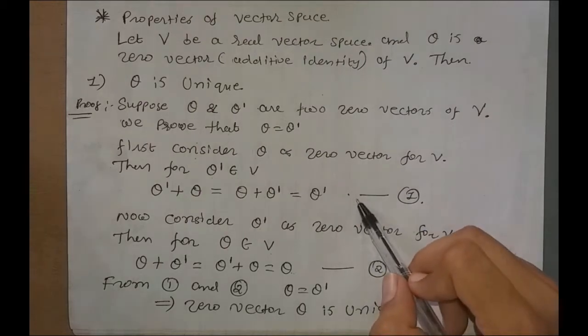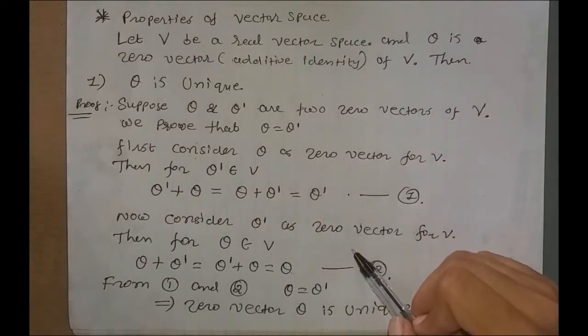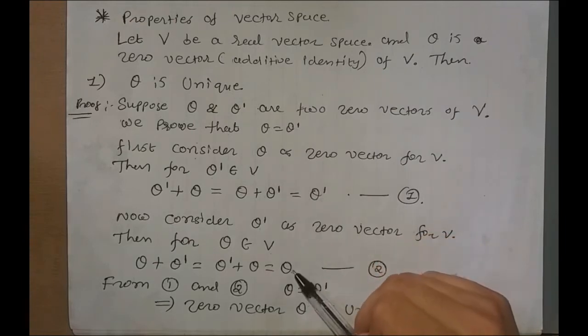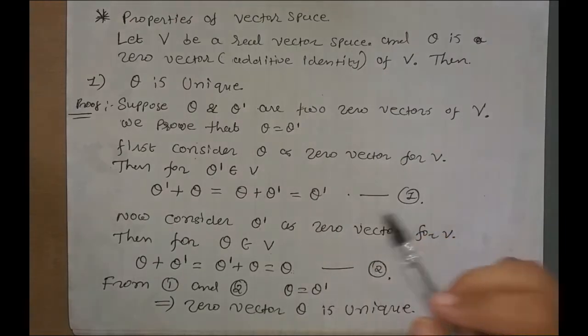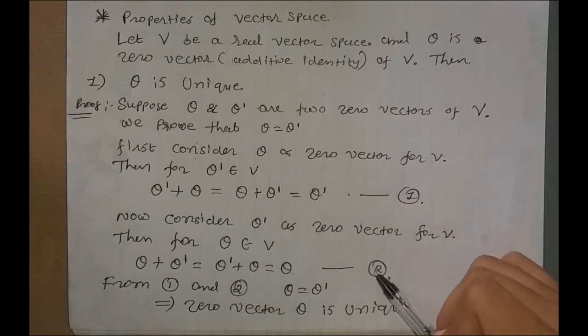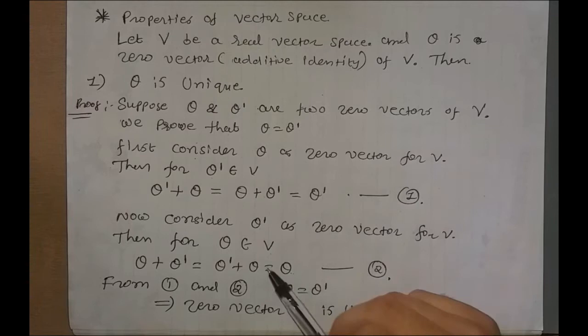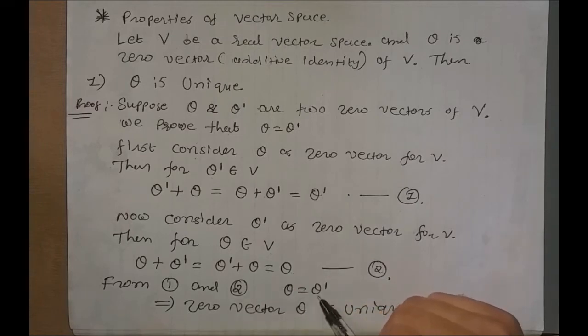From equation number 1 and equation number 2, both equations are the same. Here we get theta dash and here we get theta only. So from equation number 1 and equation number 2 we get theta is equal to theta dash. So the zero vector theta is unique.